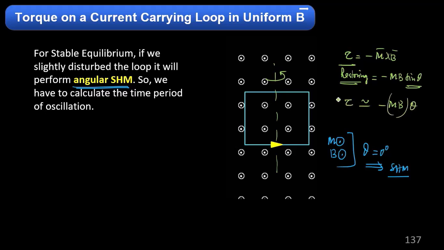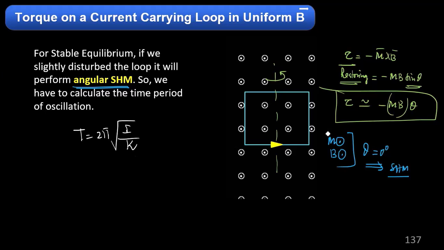So torque is minus mb theta. That is the basic of the angular SHM: torque equals minus k theta. So what is that SHM constant? That is mb. So what is the time period of oscillation? Time period of oscillation should be equal to 2 pi root I by k. What is k? k is mb.